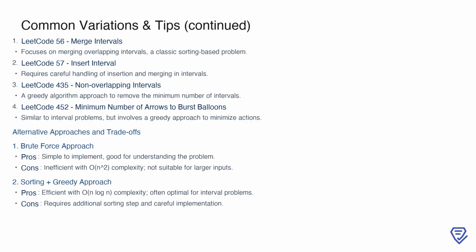For instance, while the brute force approach is simple to implement and great for understanding the problem, its O(n squared) complexity makes it unsuitable for larger inputs. A sorting plus greedy strategy, on the other hand, is often optimal, achieving O(n log n) complexity but requiring careful implementation during the merging or decision-making process.